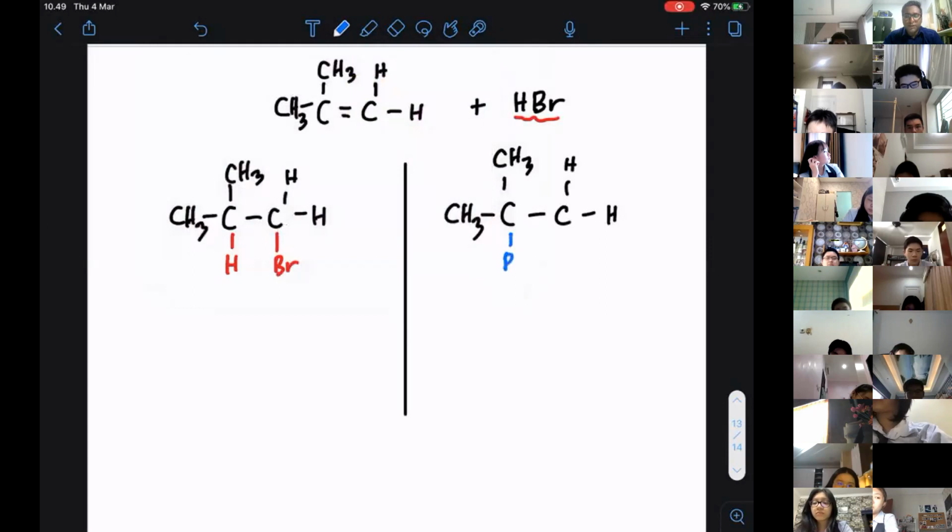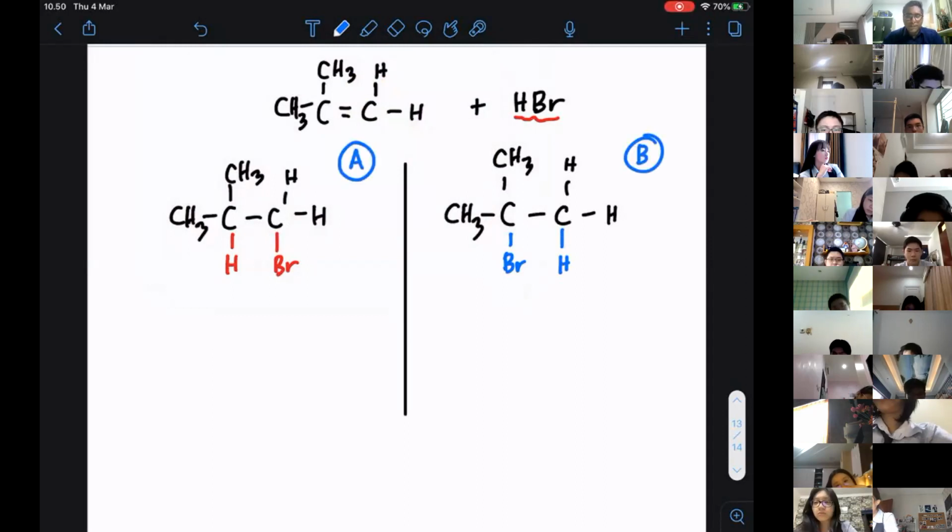I just want to double check this with you guys. Frederick, do you think molecule A and molecule B are the same? They're different. Okay, they are different. So let's try to name them. I think the best way to differentiate them is to name them.